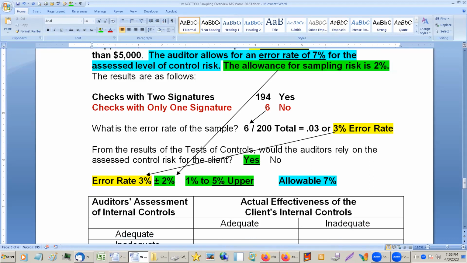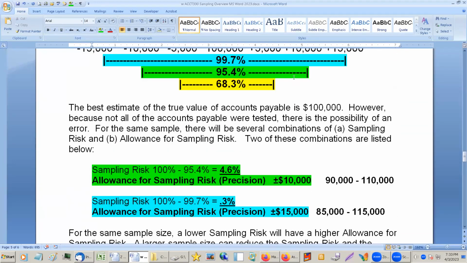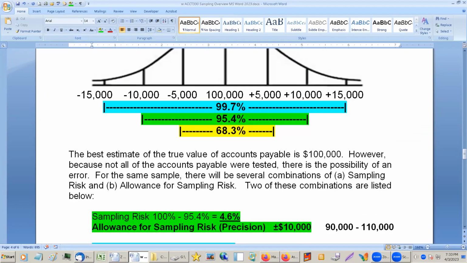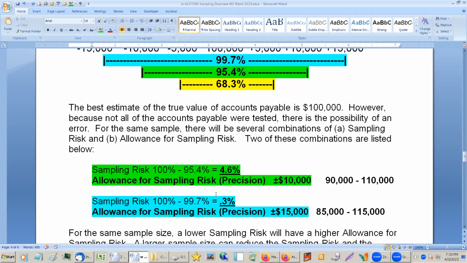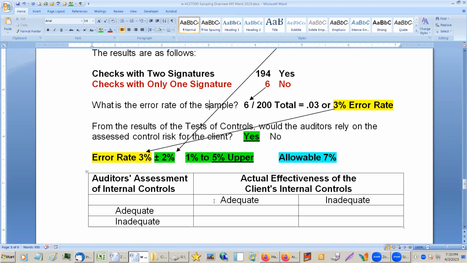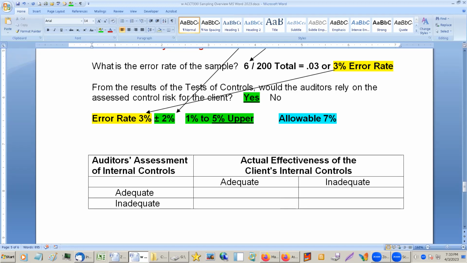Make sense? It's the same as what we did up here with some other problems, especially the monetary unit sampling. It's the same thing, except that instead of dollars, you're going to do it in percentages. All right. This is completely separate, but we'll look at it.